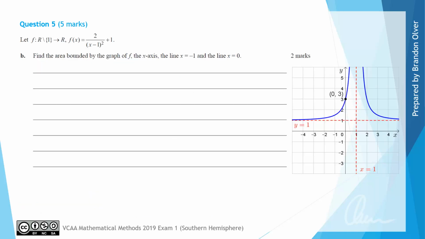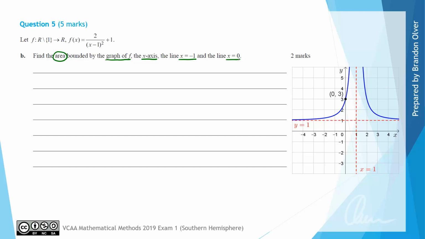For Part B, it asks us to find the area bounded by the graph of f, the x-axis, the line x equals -1, and the line x equals 0. I've just copied a version of the graph onto this slide so that we can annotate it, but obviously in an exam you'd be welcome to sketch on top of the graph you'd already drawn in Part A.